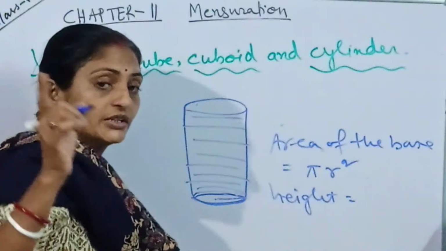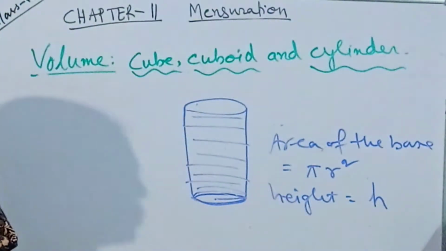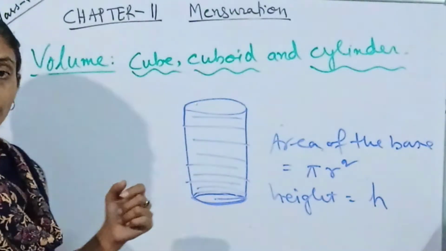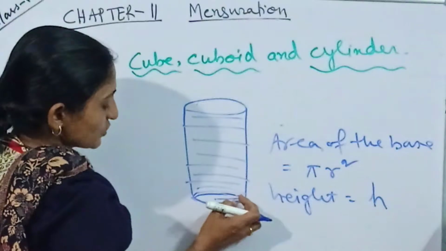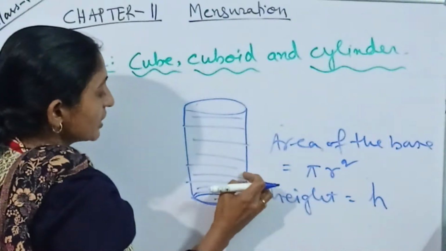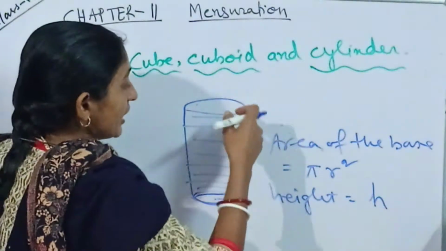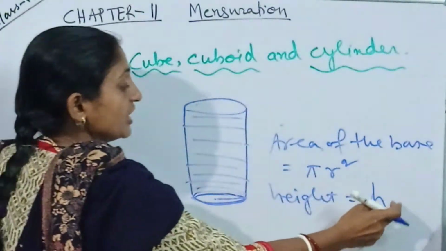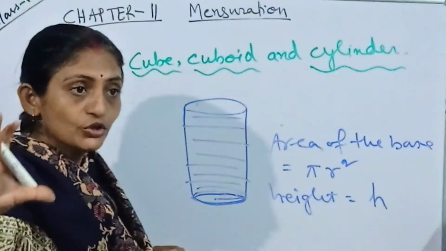If I have kept H CDs, it will be H units. So what will be the volume of this one? After putting one, it was only pi r square. Then if I put another one, it will be multiplied till H. So after putting a total of H CDs over here, what is the total volume we are getting?